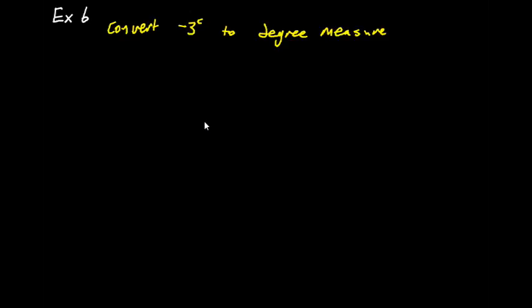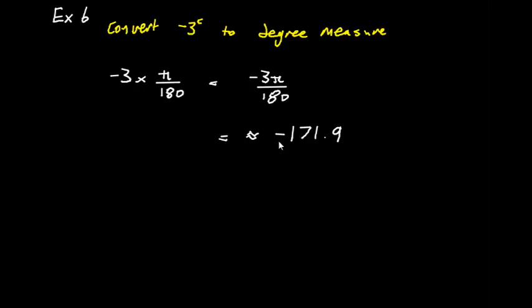Example 6, we've got -3 radians and we want to convert it to degrees. Again, we've got -3, need to multiply it by pi on 180, which is just -3 pi on 180. If we work that out, it's roughly minus 171.9 degrees, so that's just using our calculator.